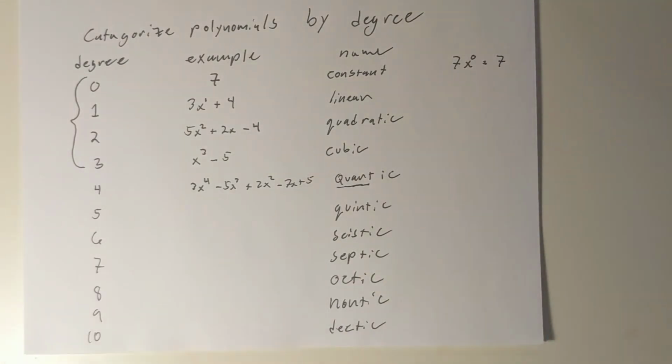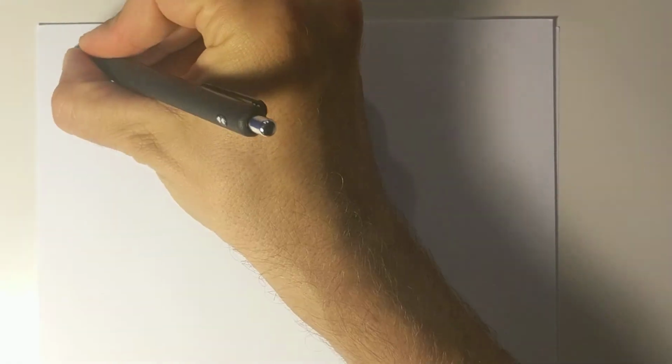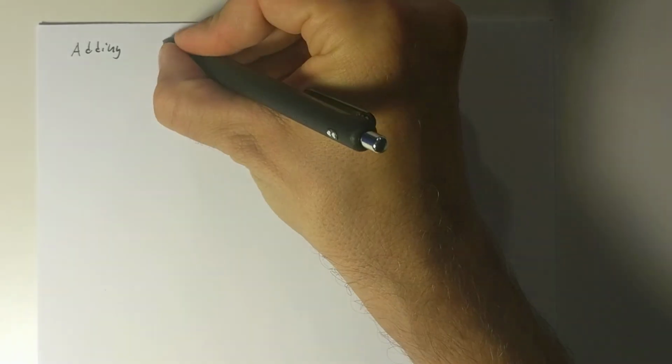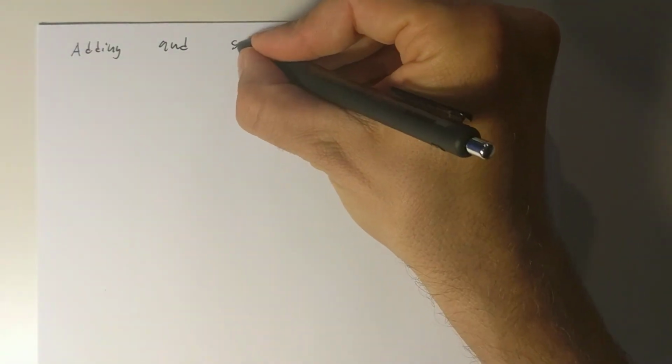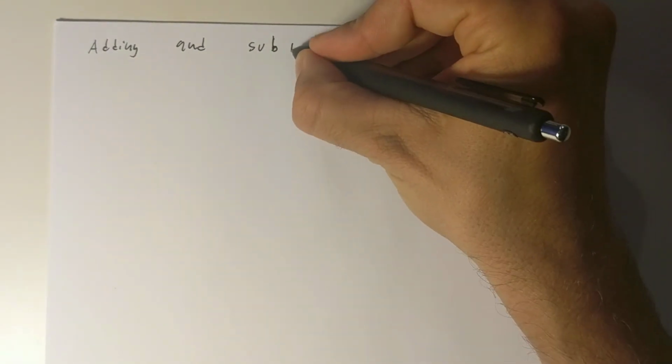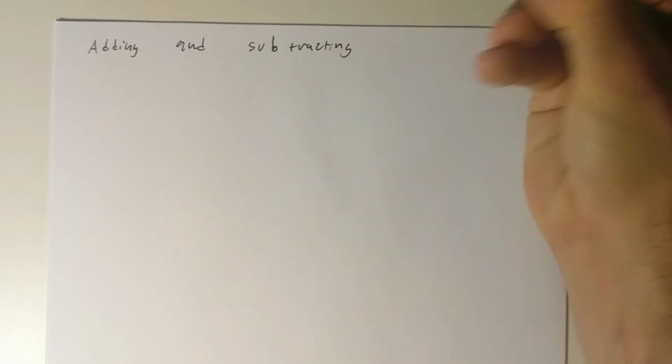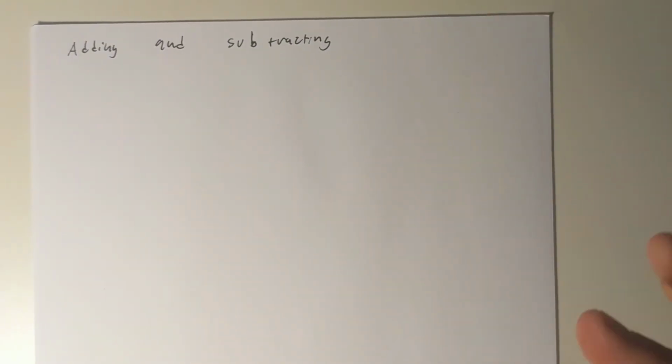So that's how we can categorize polynomials. Let's talk about how we are going to simplify polynomials. So first, let's talk about simply adding and subtracting. You've already done this. This is just a review.